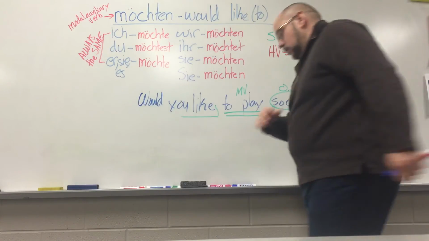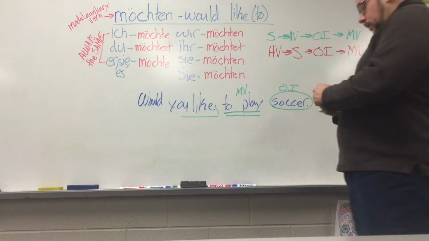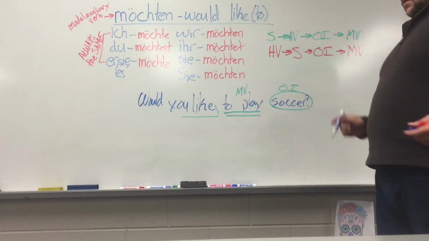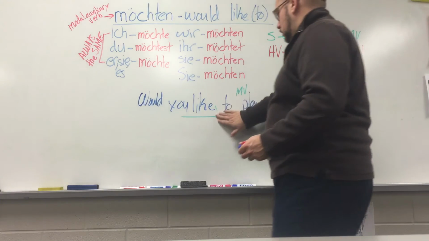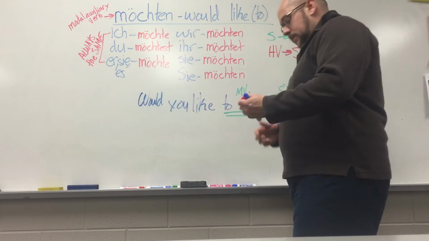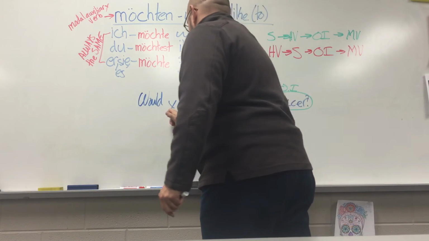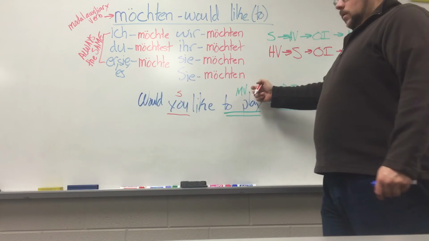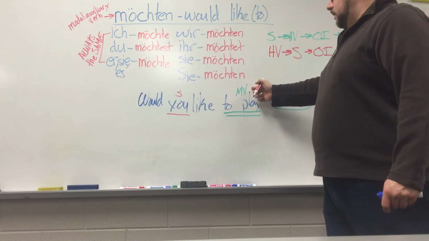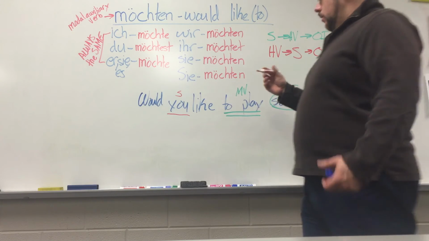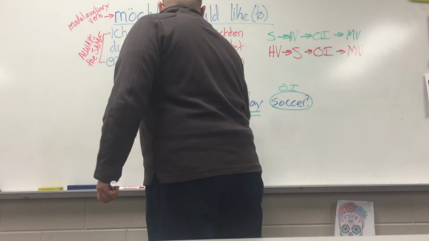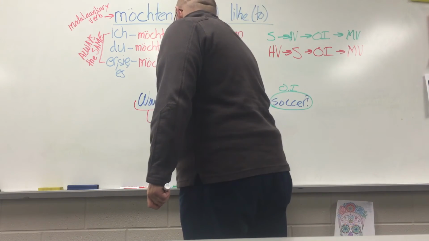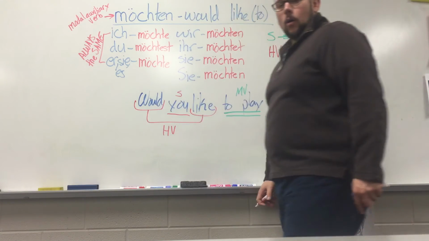Okay. Would you like to play soccer? And we can put a little question mark there so we know that it's a question. So again, who is our sentence about? You. What are you doing? We're still playing. That's still the main thing in our sentence. That's still our main verb. The only other thing we have left, would like. So these two together are our helping verb.